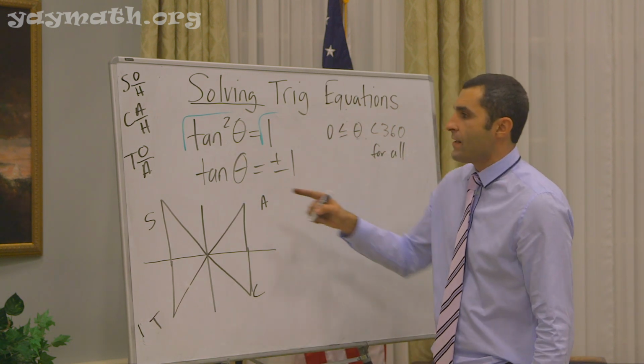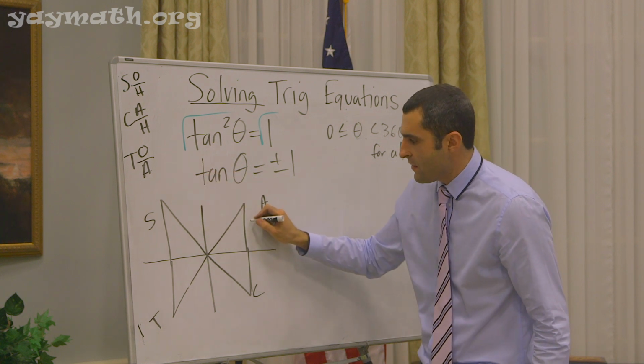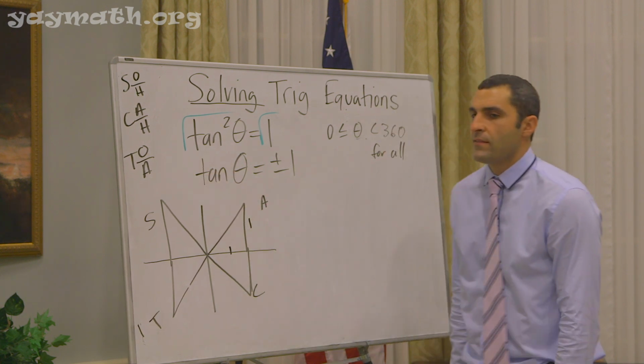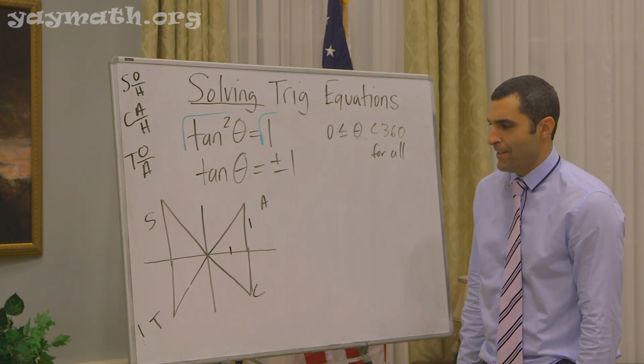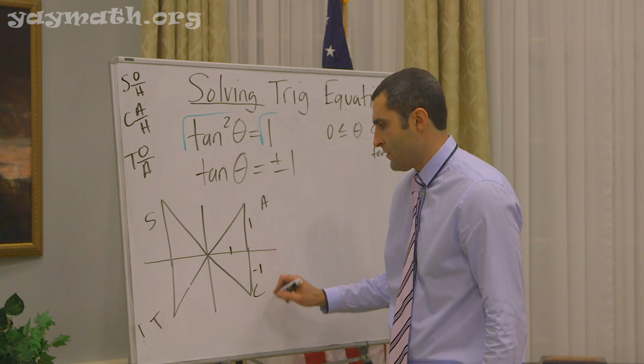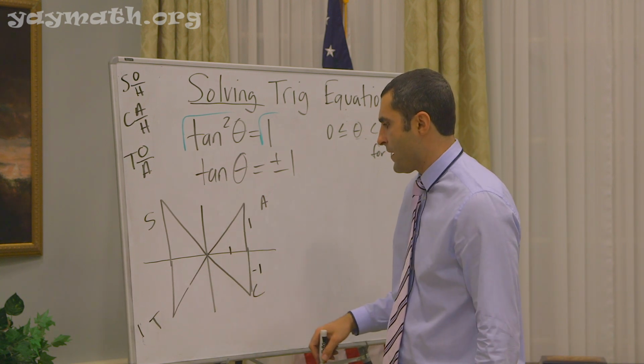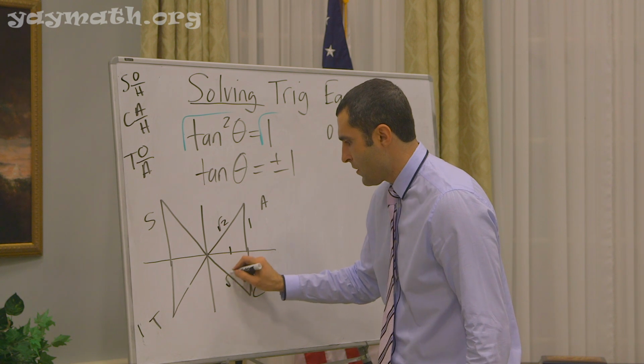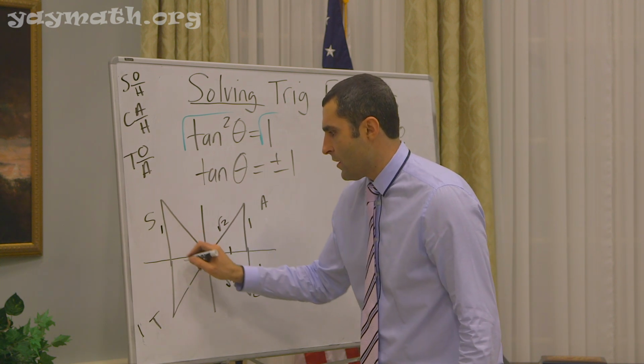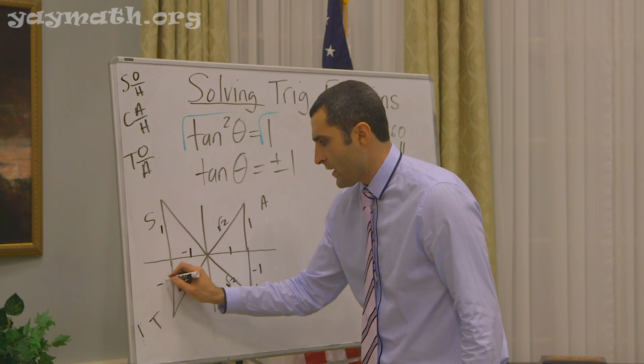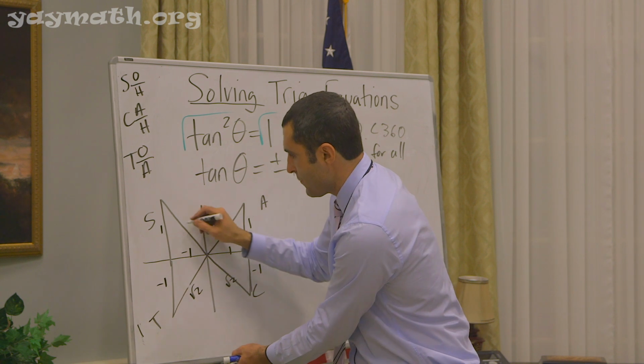Tangent was opposite over adjacent. 1 over 1, so it's a 45-45-90 triangle. Root 2 is the hypotenuse. We'll leave it off for now, but let's put it on to be thorough. Root 2, and then this is negative 1, negative 1 here, and negative 1 here. Root 2, root 2. Very good.